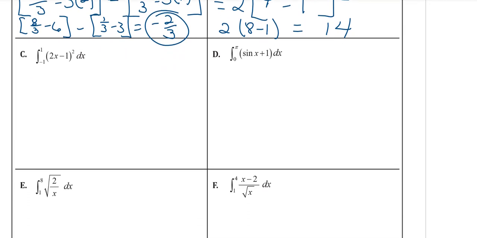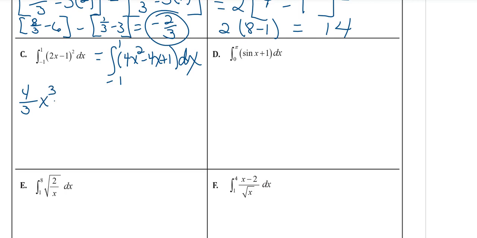Okay, so for the next one, we aren't ready to do our chain rule yet. We'll get there, but I'm just going to multiply this out because it's just a polynomial. So from -1 to 1, I have 4x squared minus 4x plus 1 dx. And now I can find the antiderivative of each of those terms. So I get 4/3 x to the third minus 2x squared plus x.